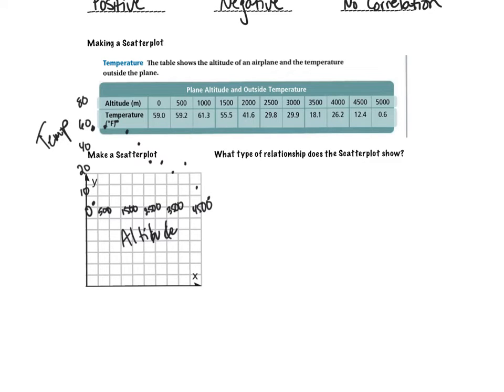So look and say, well, what type of relationship does it show? Well, right, if I look, for the most part, things are going down as I go up. So this is going to have a negative correlation.